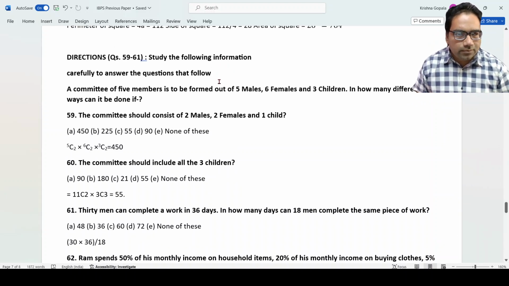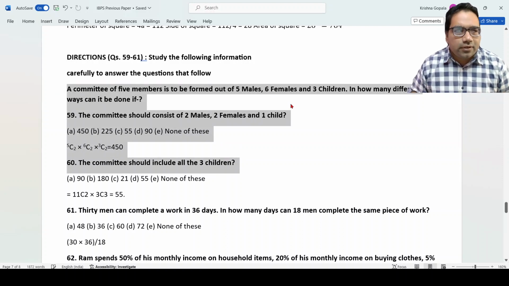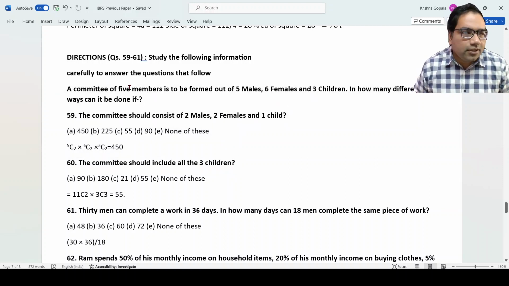Here we have two questions regarding permutations and combinations. Okay, let's see what it is. A committee of five members is to be formed out of five males, six females, and three children. How many different ways can it be done? This is a combination problem. We are not worried about the order.